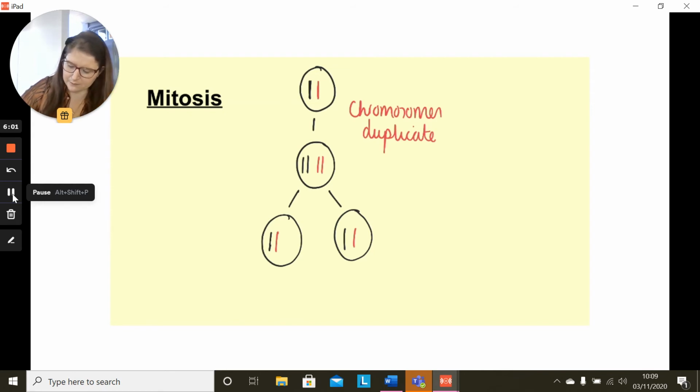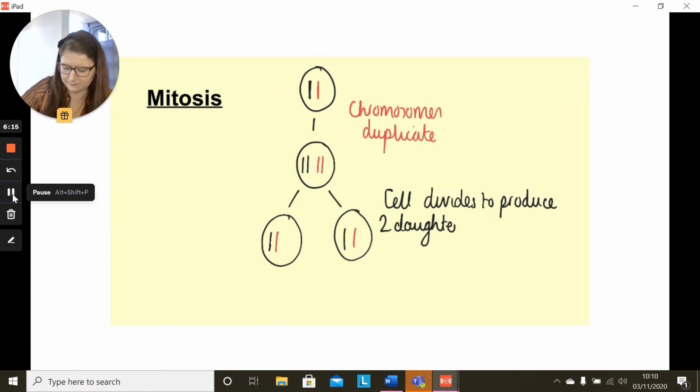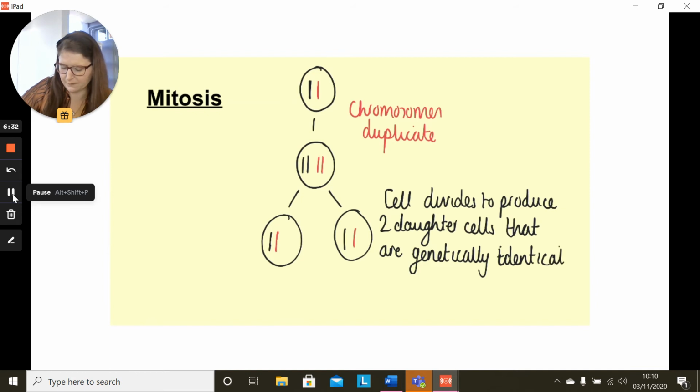So when we're looking, okay, the cell divides to produce 2 daughter cells, okay, that are genetically identical to the original. It can also be called the mother cell. Oh, I can't spell it. No, I can't spell original.